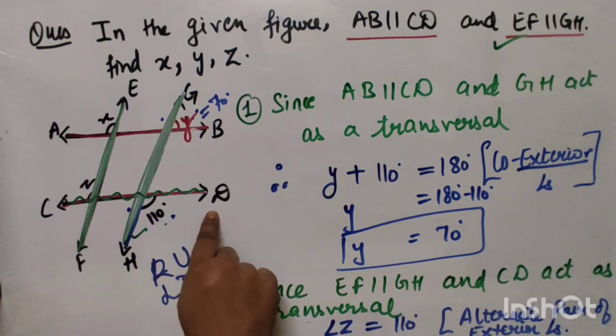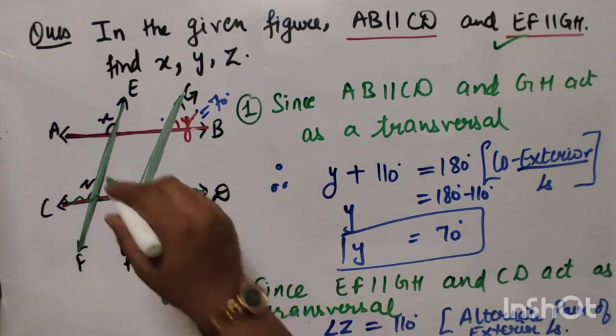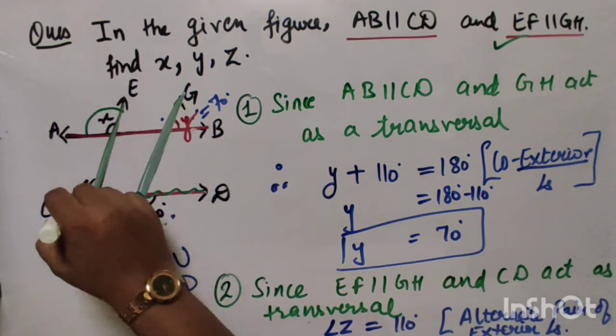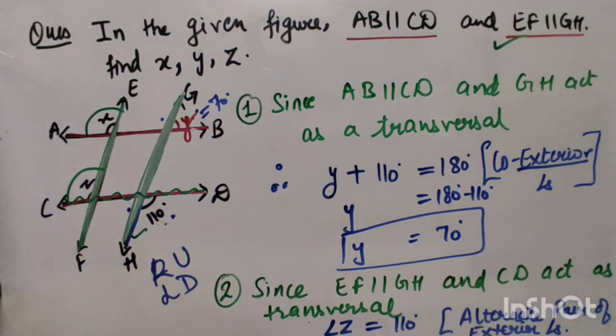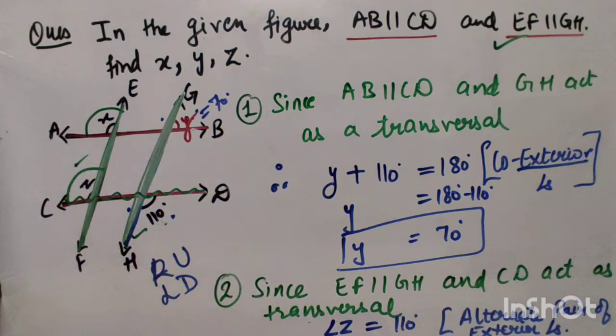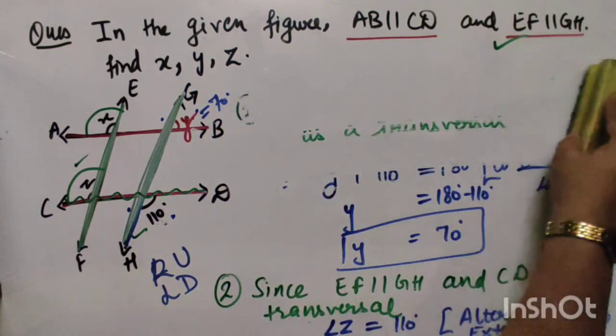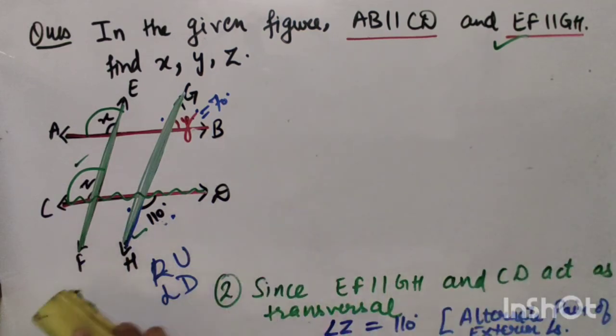I can see here, by taking this as a transversal, this angle is out, this angle is in, and at the same side of the transversal. So which type of angle could it be? It will be a corresponding pair of angles. So if I compare both the concepts, that concept will be easier. So I'm going to utilize this concept only to find the value of X, right?